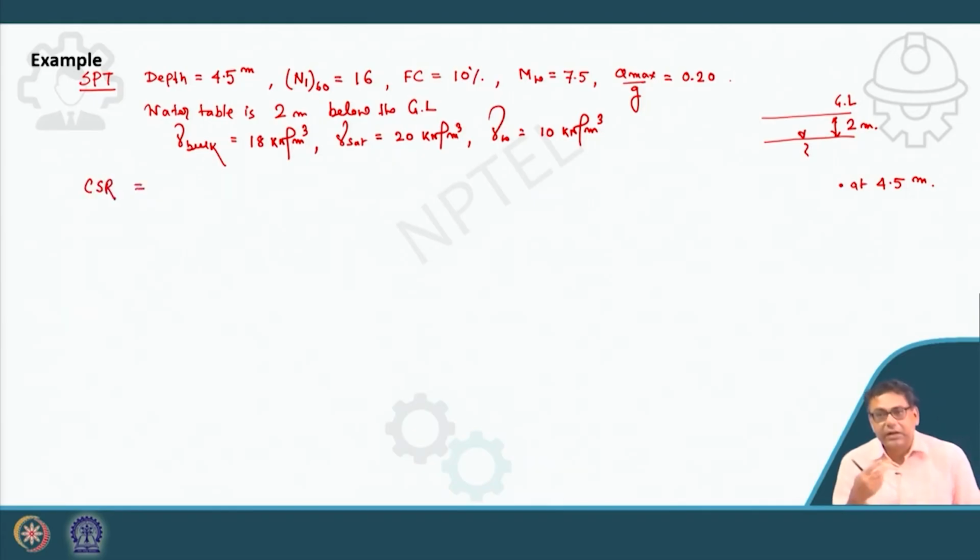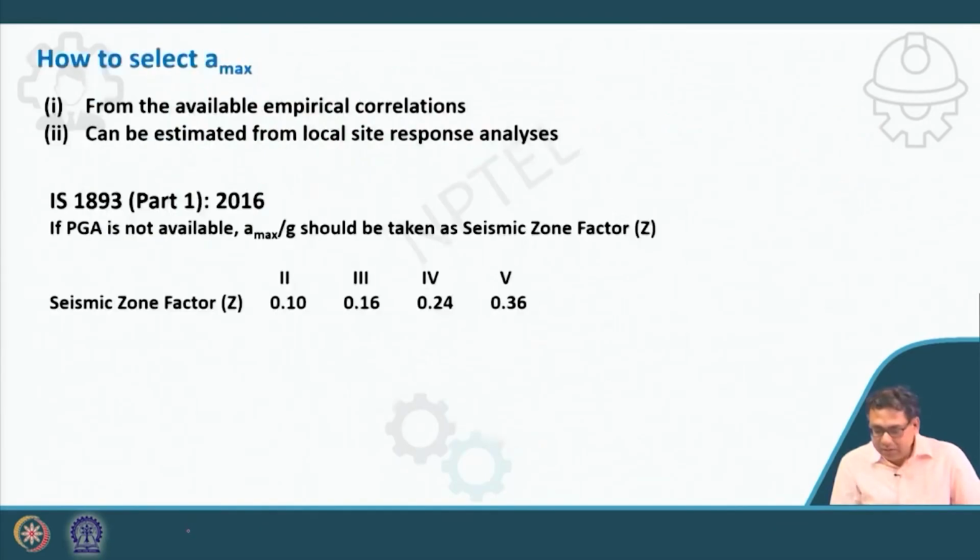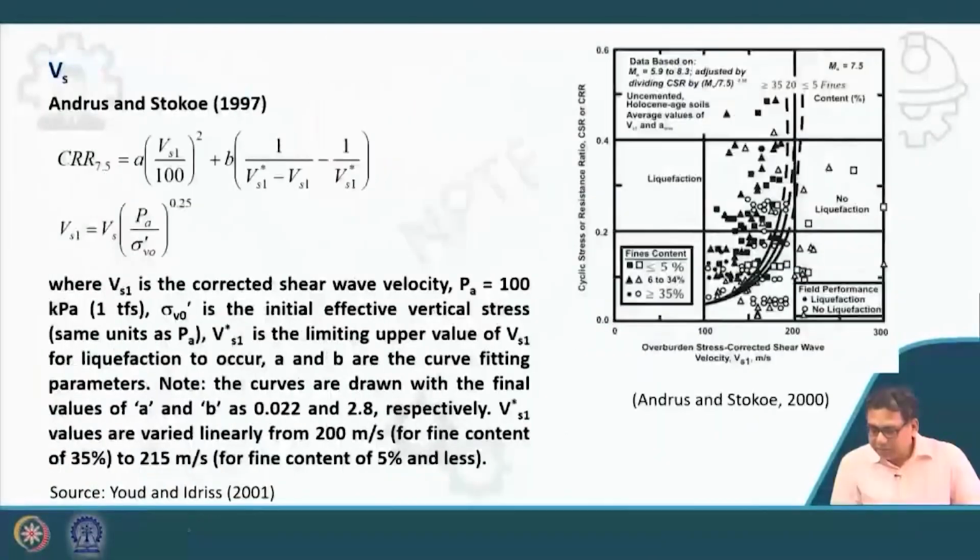That means the stress required, or stress developed during an earthquake. So that is 0.65 into A max by G into sigma V divided by sigma V dash, or sigma V0 divided by sigma V dash 0. You can write 0 or you can write sigma V, both are the same because I am using different notation at different times. Both will be treated as initial effective overburden pressure, and this is RD. So what RD value will I consider at 4 meter?